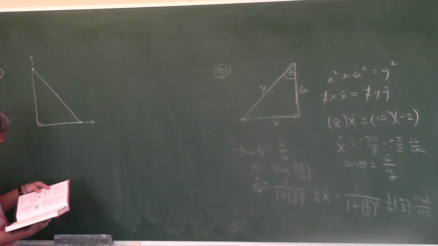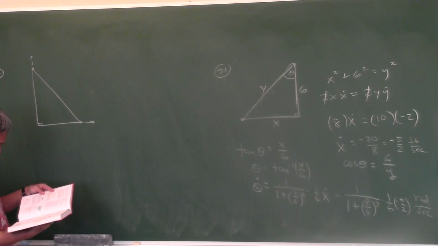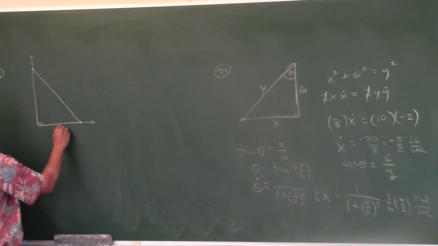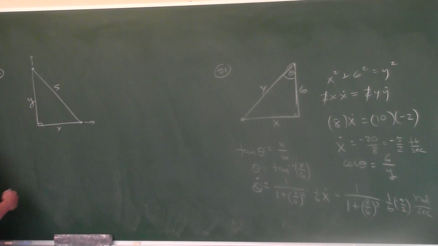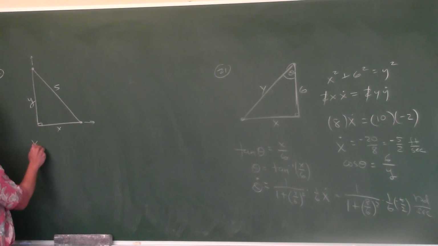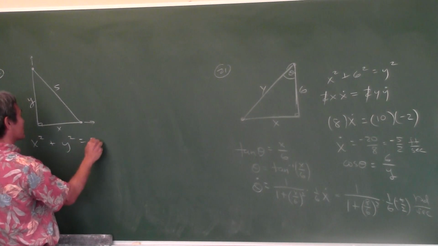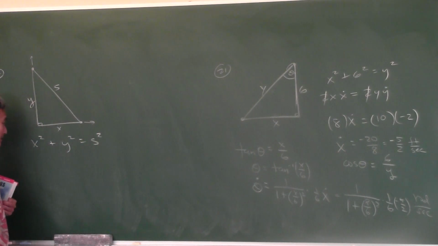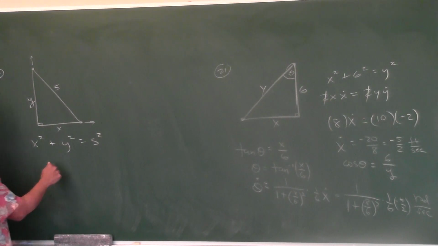What did they do in the picture? X, Y, S. Whatever. If I were giving you a picture, I would go X, Y, Z. Okay, first step, write an equation. Pythagorean theorem: x squared plus y squared equals s squared. Take the derivative with respect to time.